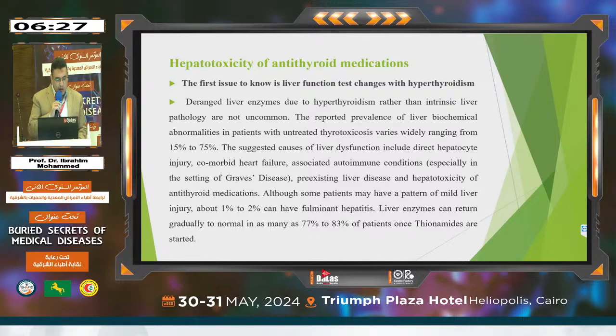The suggested causes of liver dysfunction include direct hepatocyte injury, comorbid heart failure, associated autoimmune conditions, especially in the setting of Graves' disease, pre-existing liver disease, and hepatotoxicity of antithyroid medications. Although some patients may have a pattern of mild liver injury, about 1 to 2% can have fulminant hepatitis. Liver enzymes can return gradually to normal in as many as 77% to 83% of patients once thionamides are started.